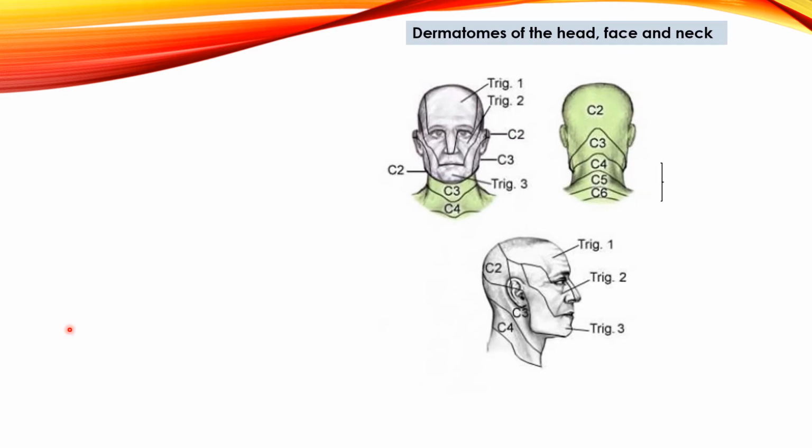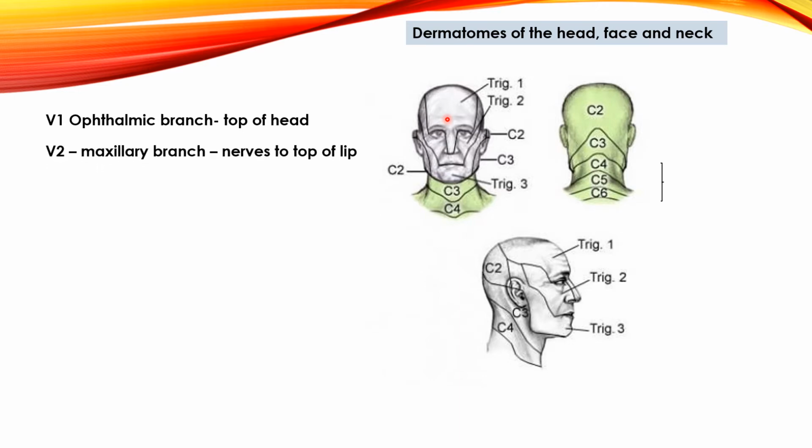So here is a picture of the head, neck and face. We are learning about the dermatomes of the head, face and neck. First we can learn about the trigeminal division and how it is applied to the face. The trigeminal has three divisions. The first is the ophthalmic branch, which supplies the top of the head, then the maxillary branch, which supplies the top of the lip, and the third is the mandibular branch, which supplies the bottom lip to the jaw. So these three branches are applied to the face.